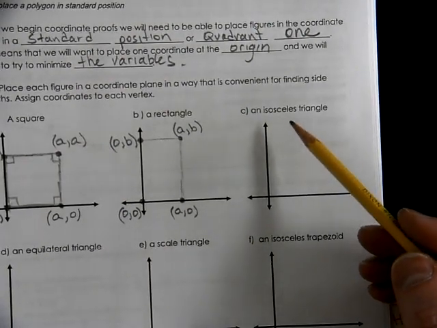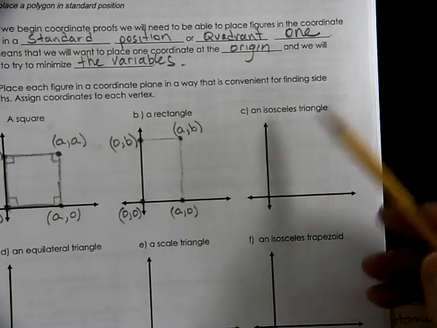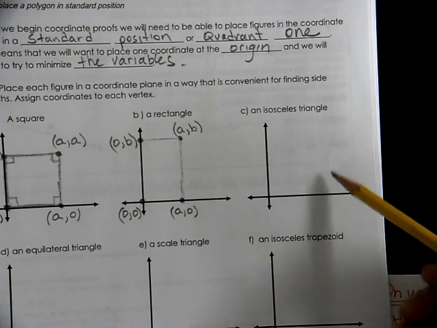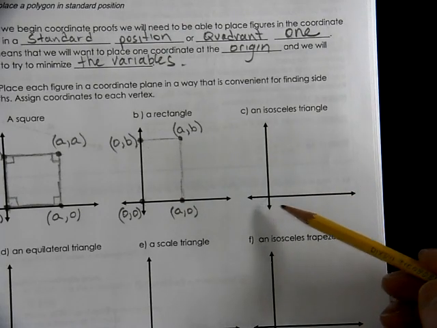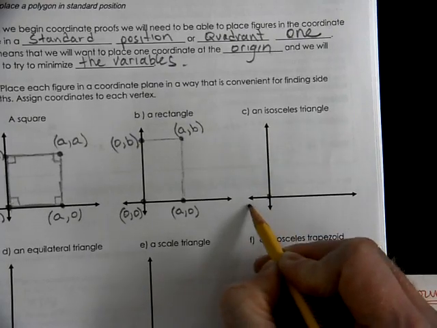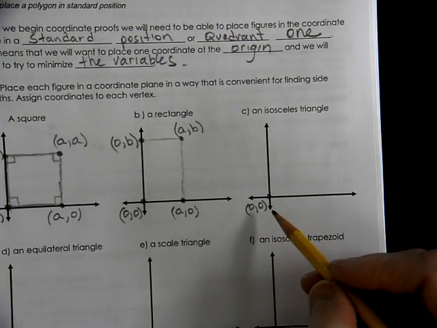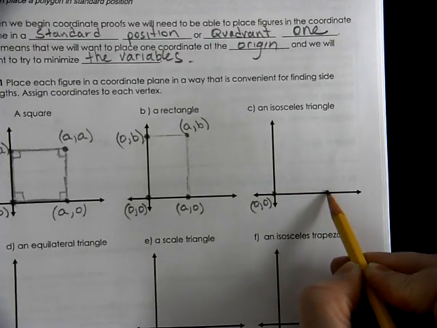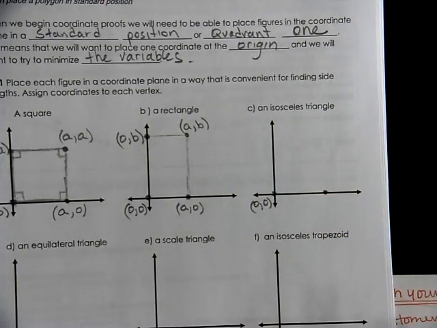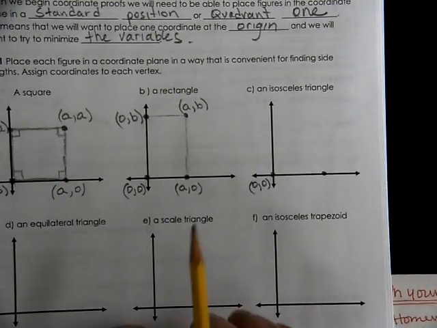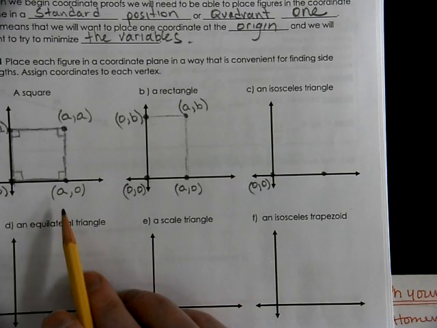How about an isosceles triangle? Do you know about an isosceles triangle? An isosceles triangle has at least 2 sides the same. So we know we're going to have a vertex at the origin. We're going to have this point out here. Now this is where life gets a little confusing. We typically call that point A. That's what we did for our rectangle. That's what we did for our square.